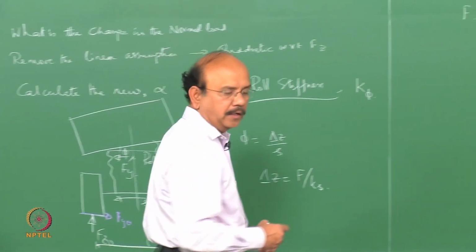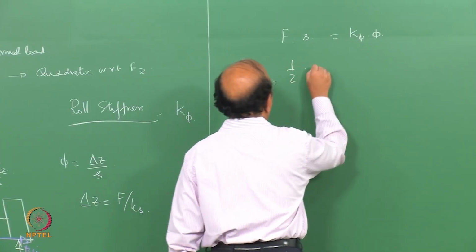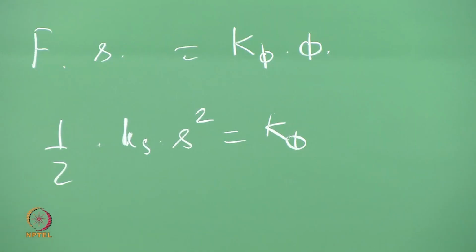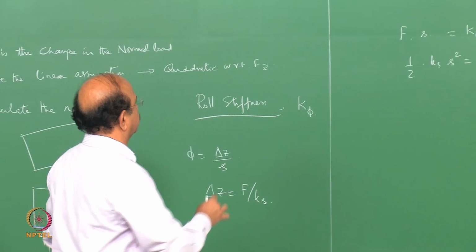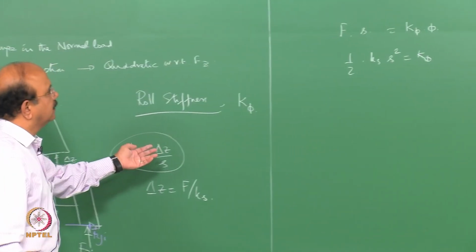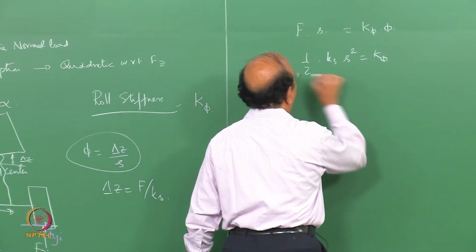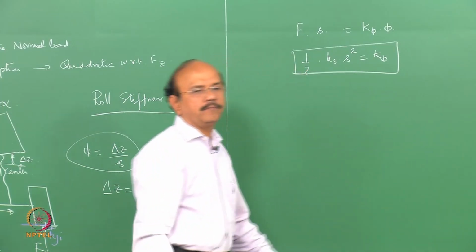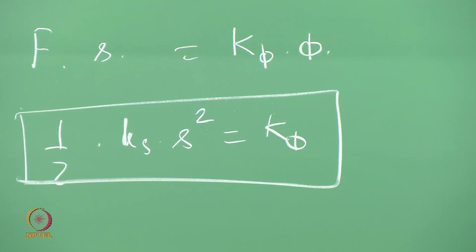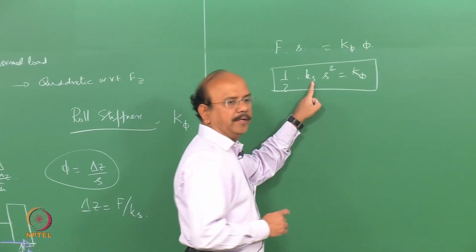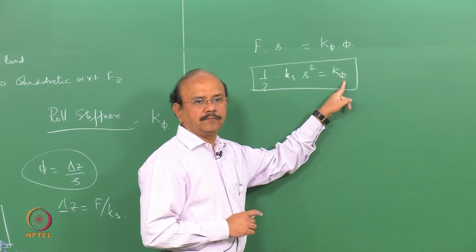From which you can write down half into Ks into S squared is equal to K phi into, that's substituting for phi from this expression, and then calculating the delta z by the difference, I can write down that K phi is equal to half into Ks into S squared. Right. So this is what we call the roll stiffness. So this is the relationship between the spring stiffness and the roll stiffness.